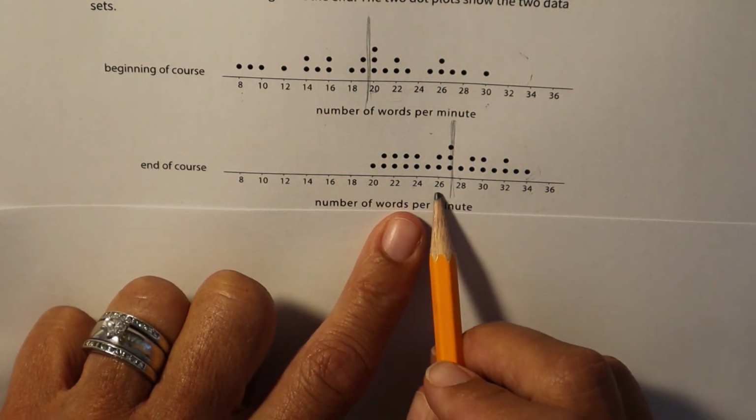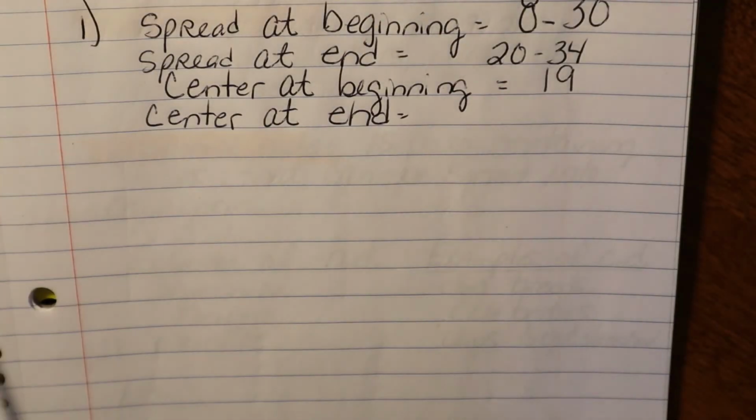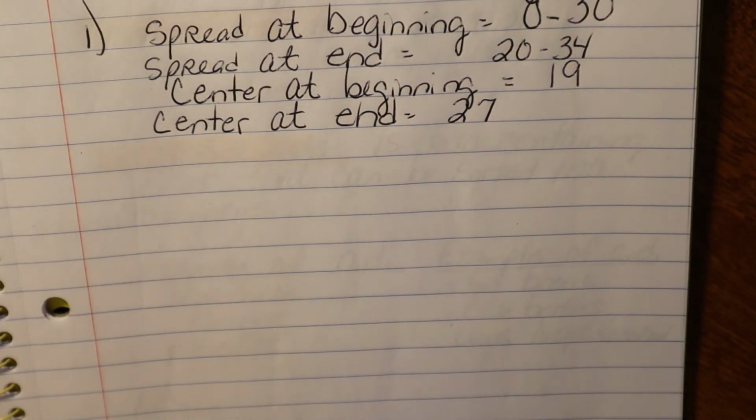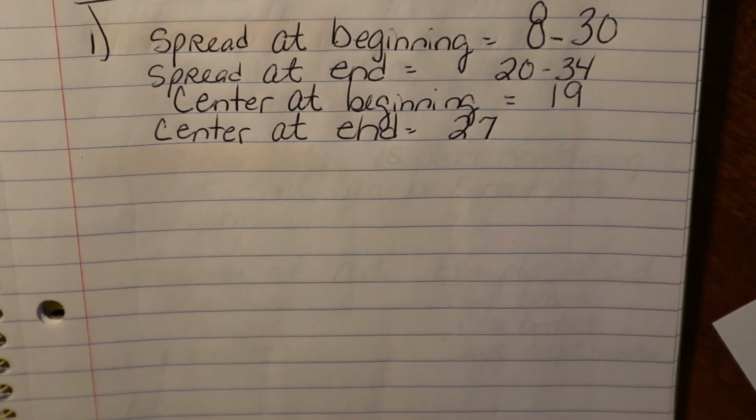And that would be between the 26 and the 28. So I'm going to just say 27. Okay. Now let's answer some questions, okay, based on the dot plot.